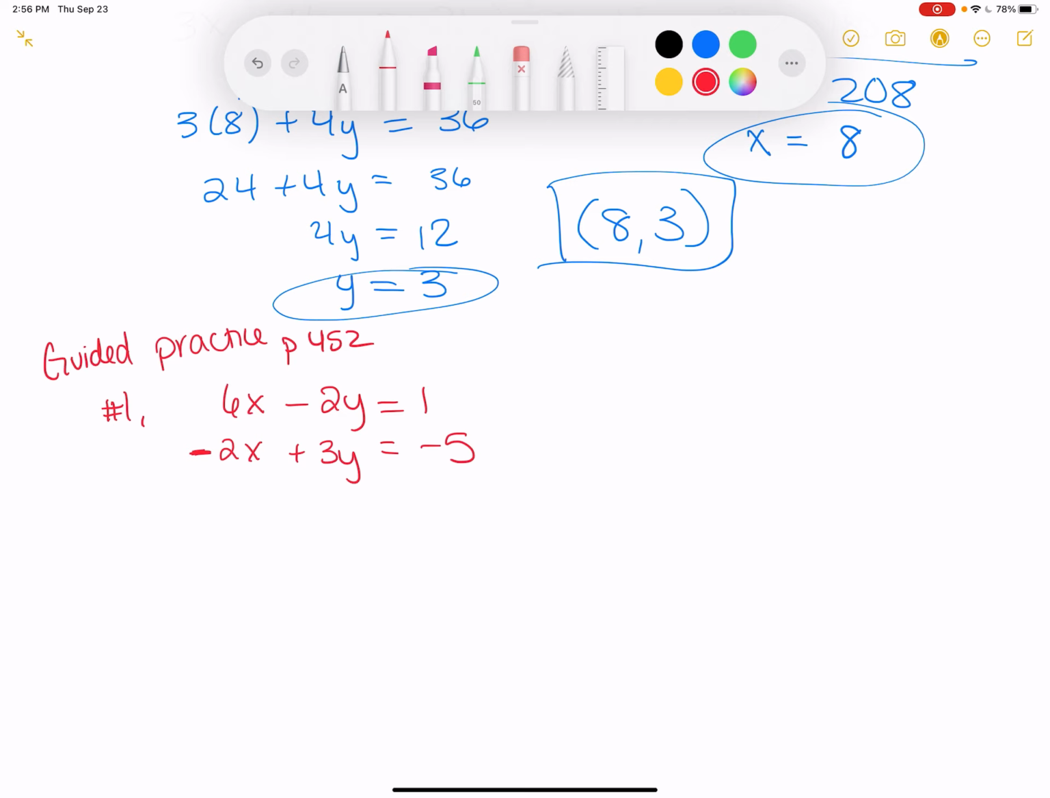I'm trying to figure out what to multiply. Like, what number am I supposed to get it to? So you want one of these to match up with its buddy. So you want the x's to have the same number but opposite signs, or the y's to do that. 3.